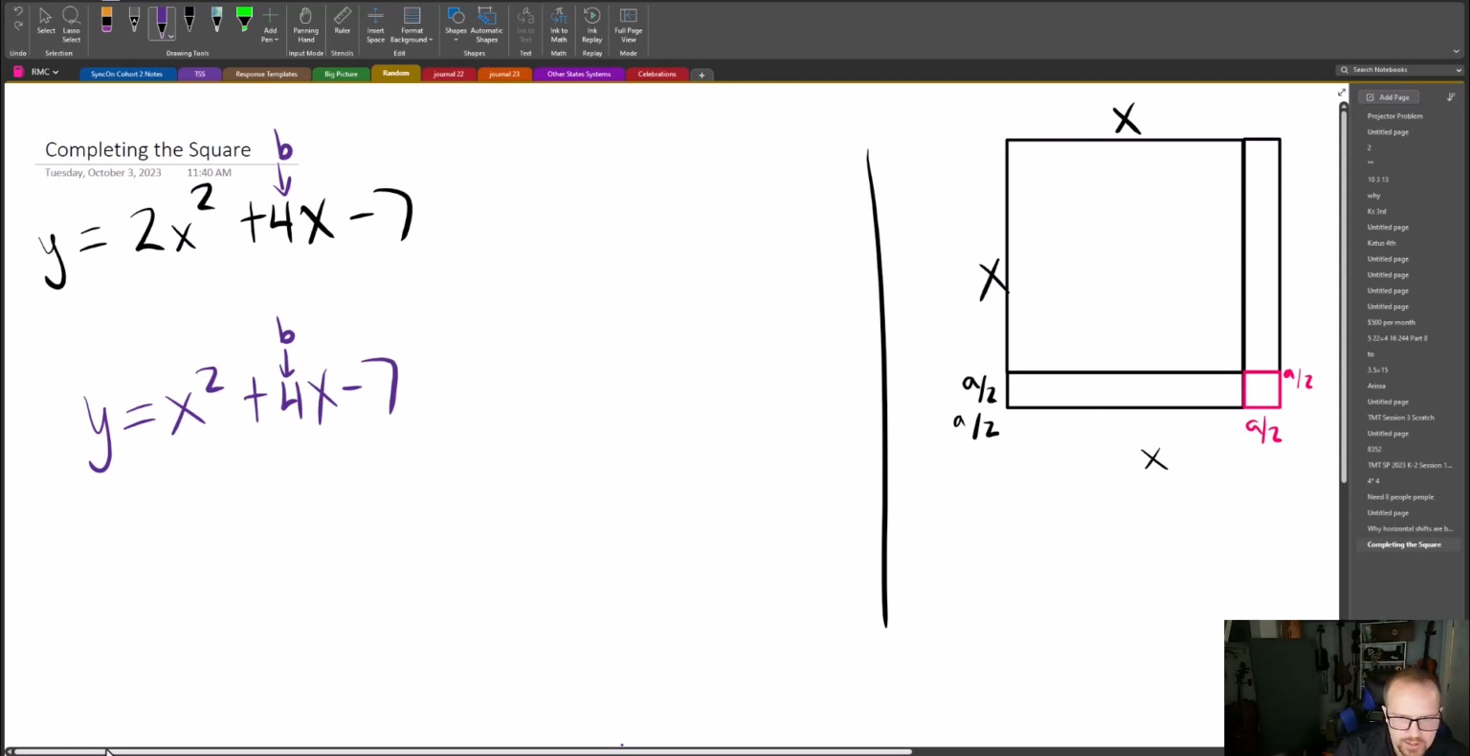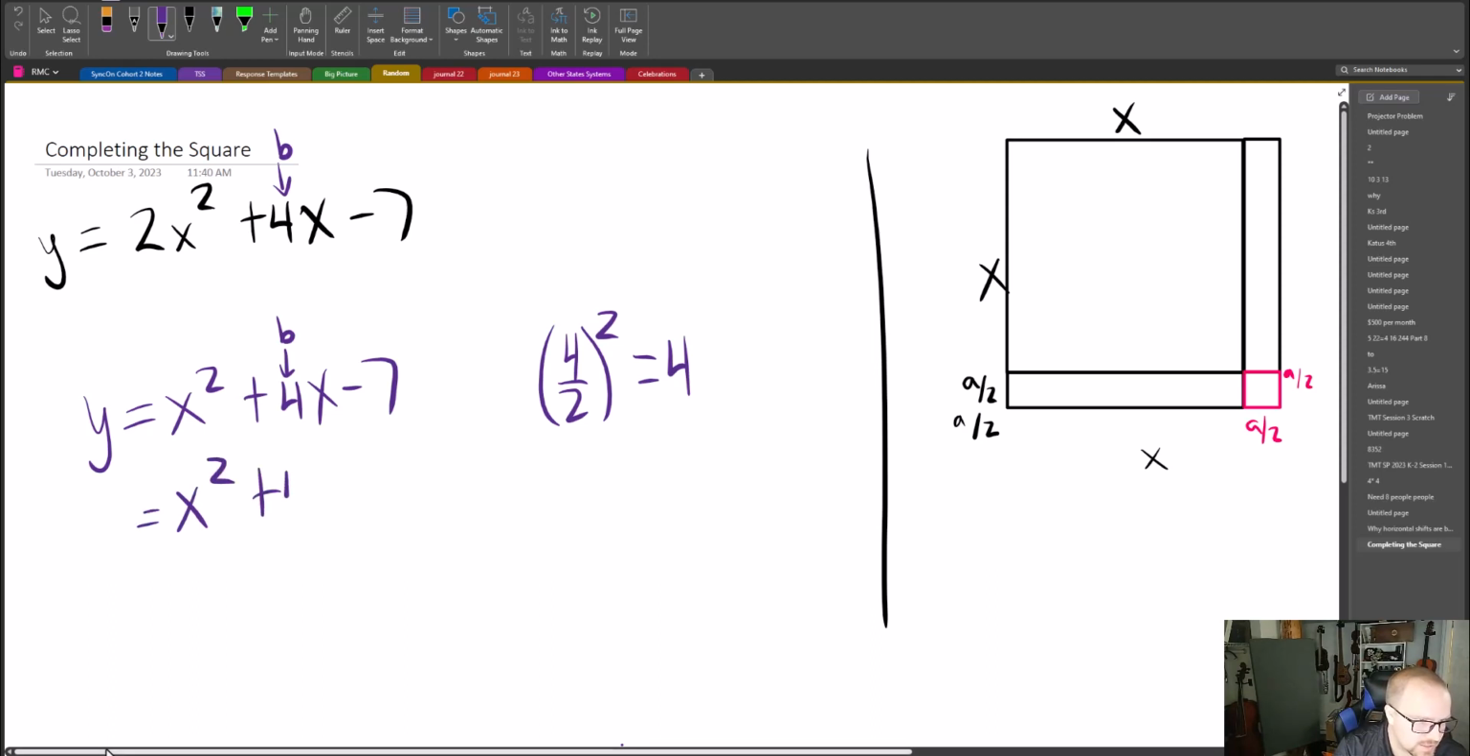So here we go. How do we do this? Well, we find our a over 2, and then we square it, just like we did over there. Or in this case, b over 2. So b over 2 is 2, squared is 4. Cool. That's our square. That's our magic number right there. So we can just say this equation now is x squared plus 4x. And we're just going to randomly add a 4 here because now that's a perfect square. But because I added a 4, I also have to subtract a 4 or this equation is no longer true.